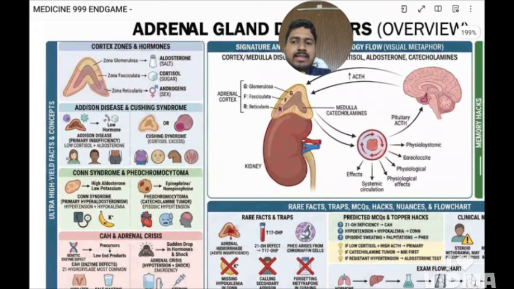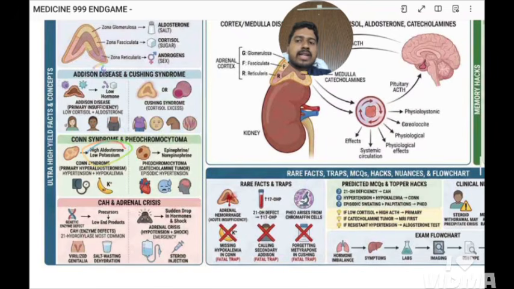Yes. Now coming to Addison's disease. Addison's disease is what? Primary insufficiency. That is, all these levels are decreased. Cushing's is excess of corticosteroids, that is cortisol excess is Cushing's. Now what is Conn's? Conn's syndrome is increased aldosterone. So decreased aldosterone is Addison's.